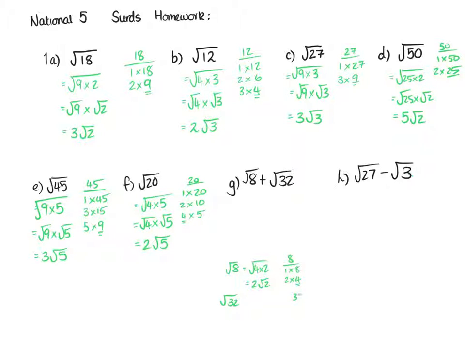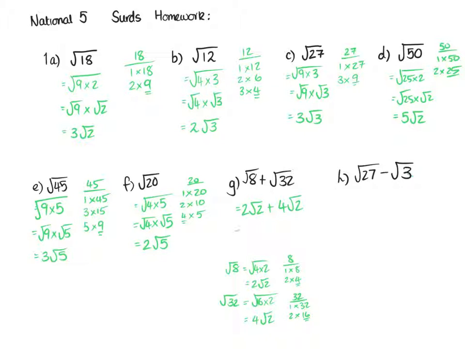And then 32, we would have 1 times 32, and we'd have 2 times 16, so we've got our 16. So we would have the square root of 16 times 2. The square root of 16 is 4, and the square root of 2 just stays like that. So we end up with 2 root 2 plus 4 root 2.